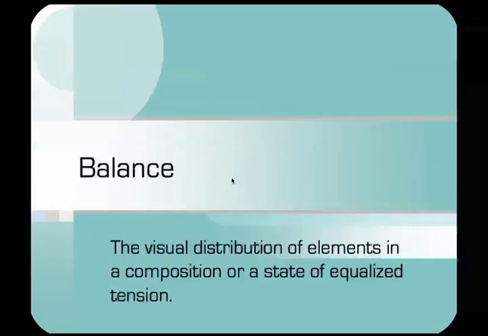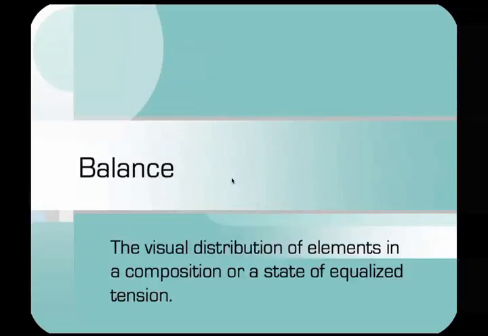Another principle of design that's very important is balance. It's the visual distribution of elements in a composition or a state of equalized tension. Again, humans seek things they're familiar with, things that they're comfortable with, and balance is one of them. We depend upon balance because without balance, we couldn't stand upright. So when we look at designs, we look to see that they're balanced. If they're not balanced, it puts a question in our minds.